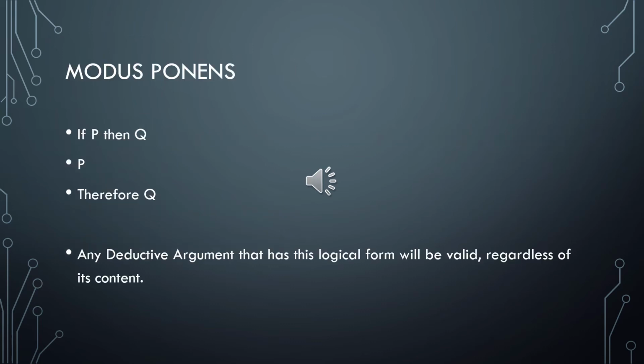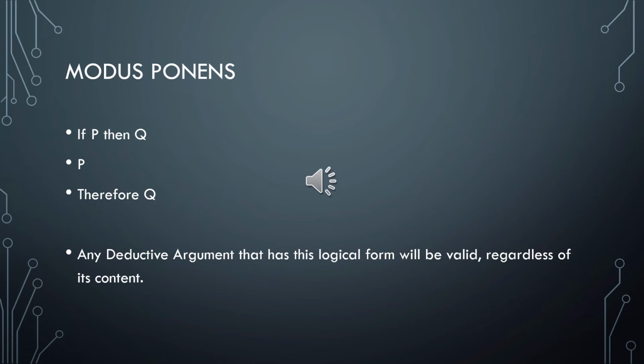So the previous argument has the following form if we get rid of the content. If P, then Q, P, therefore Q. And what we've done is we've gotten rid of the argument being about Lady Gaga or being an octopus, and we've just gotten down to the logical structure of the argument. Now what is significant is this exact form, if P, then Q, P, therefore Q, is a valid form. Any deductive argument that has this form will automatically be valid.